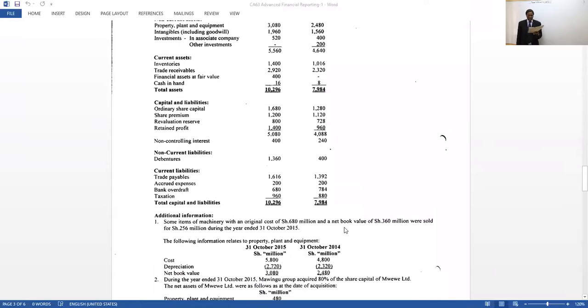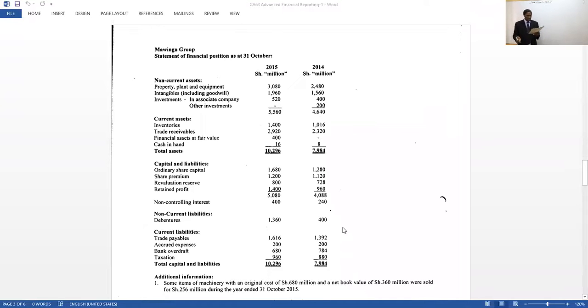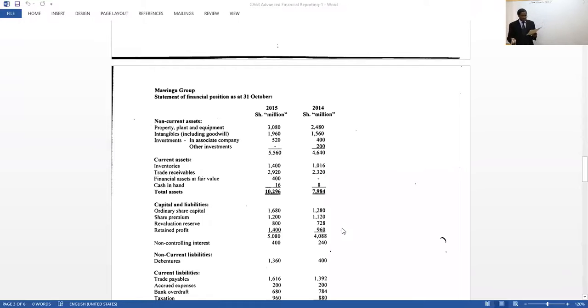Then you are given capital and liabilities. Among them is ordinary share capital, share premium, revaluation reserve, retained profit. Then you have non-controlling interest. Then among the non-current liabilities, we have debentures. Among the current liabilities, you have trade payables, accrued expenses, bank overdraft, and taxation.